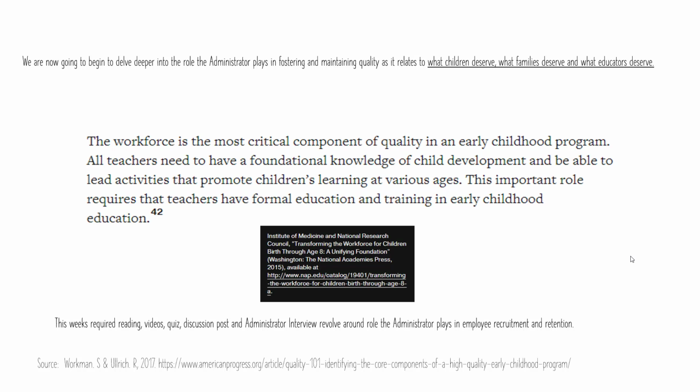Because if you have a staff that works well together, if you have educators who work well together, educators who are well versed in child development, are knowledgeable about child-led and emergent curriculum, this is what's going to make your program more effective. And one of the components of that is around formal education and professional development for educators.